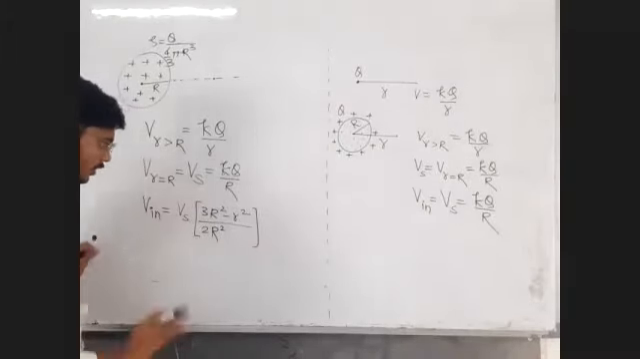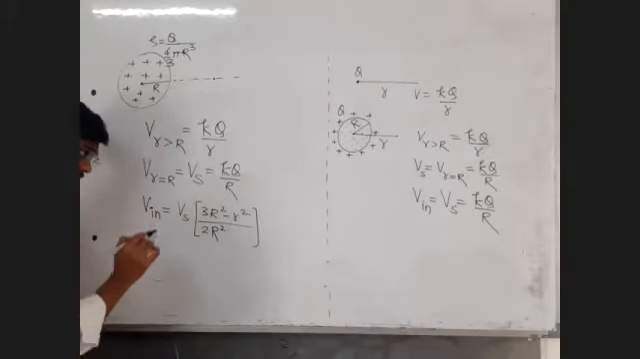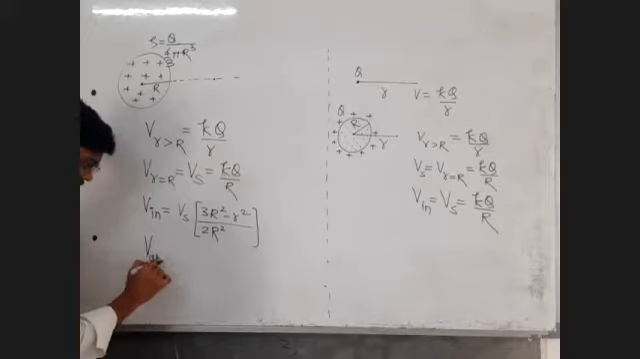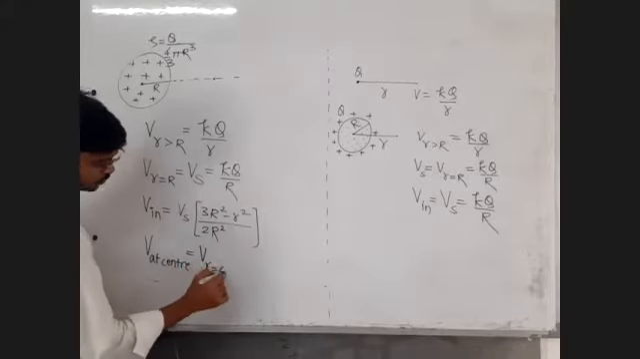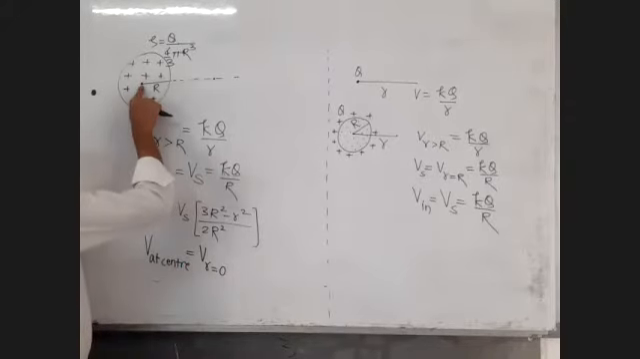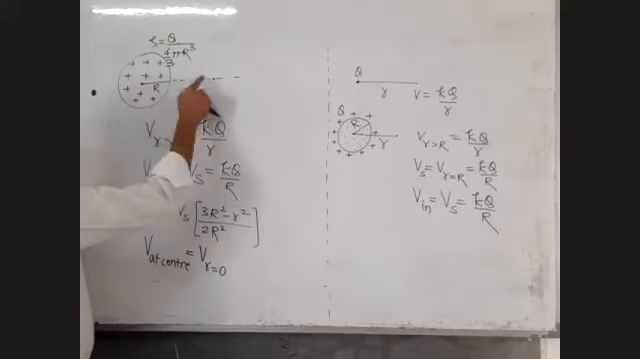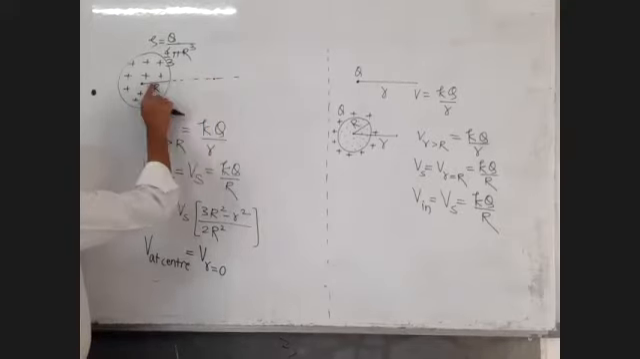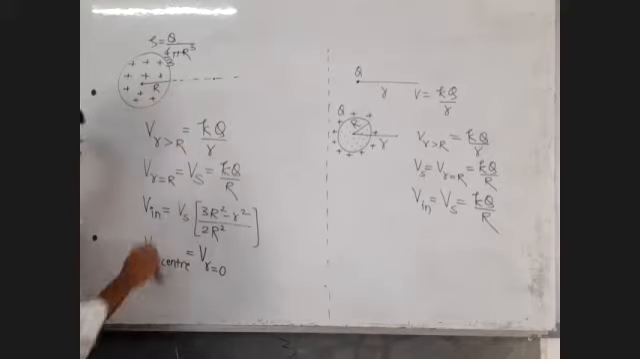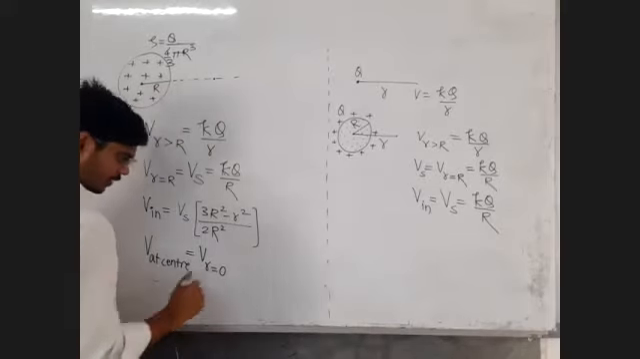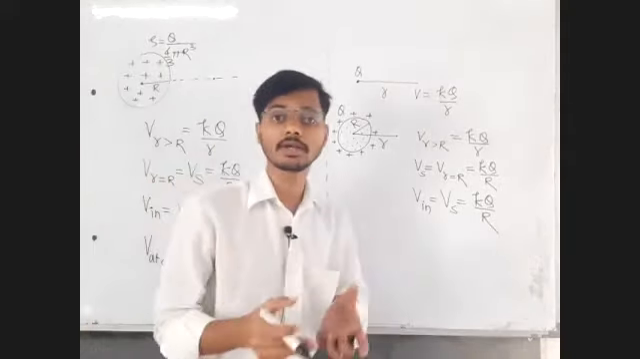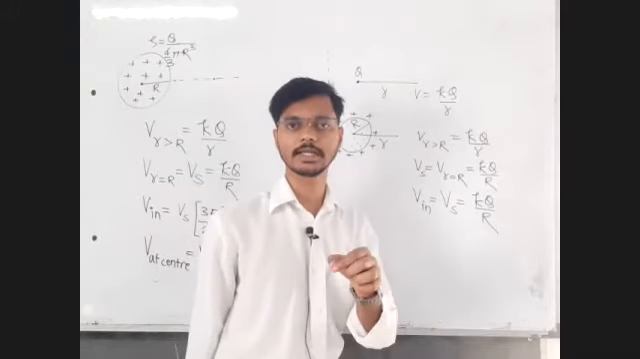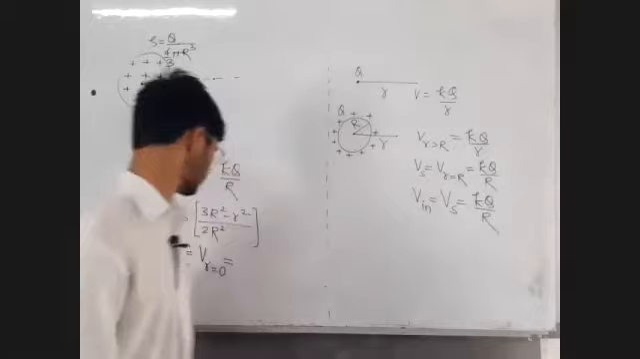Now the trick is this: I remember that potential at center means potential when small r is equal to 0. Small r is 0 at the center. Here small r will be equal to capital R, here small r will be more than capital R, inside small r will be less than capital R, and at the center small r is 0. I remember that at the center potential is 3/2 times the surface. At the center potential is 3/2 times the surface.